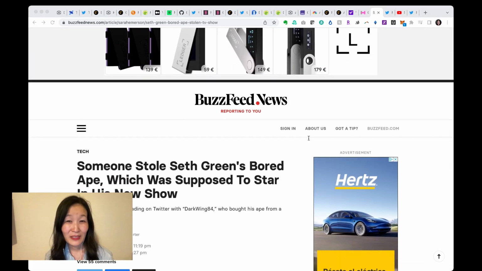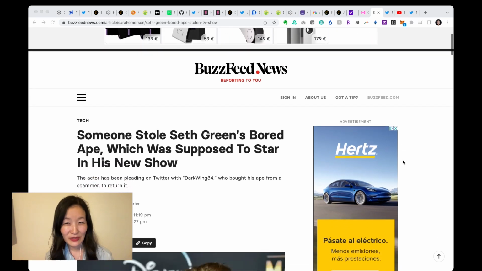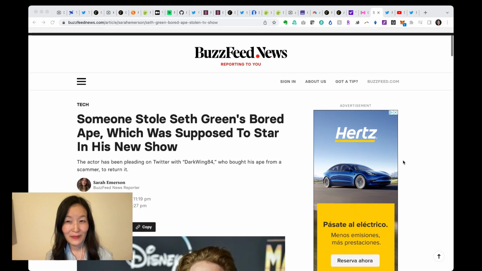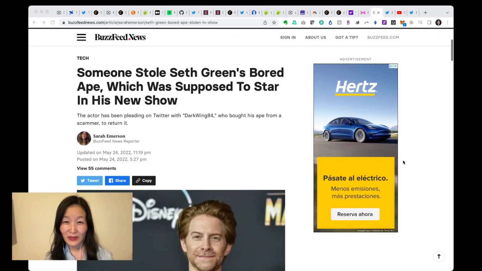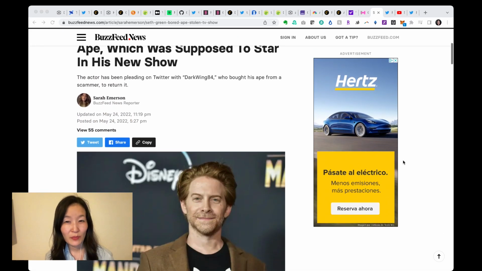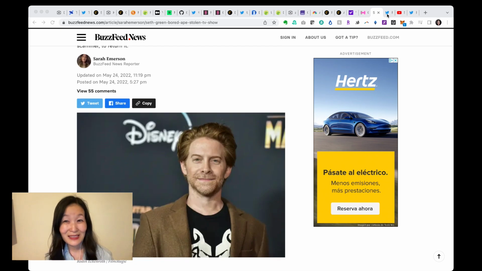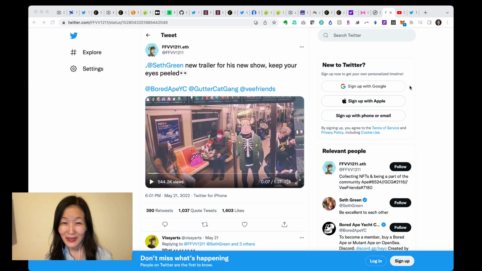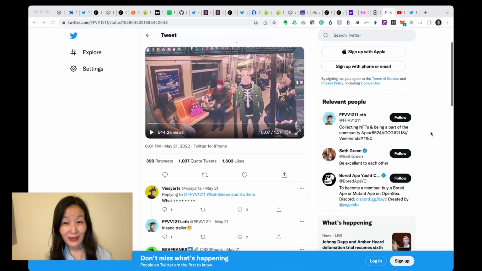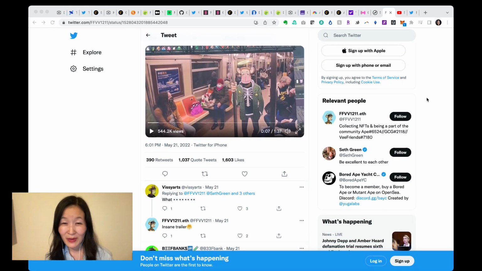Seth Green's NFT will not make prime time. Seth Green, an American actor and producer, suffered a phishing scam and was robbed of several NFTs. Among those was a Bored Ape, which was set to star in its own animated show. By the way, that NFT had its own name, Fred Simeon. However, as Green no longer has the commercial rights to this NFT, he is not able to make the show.